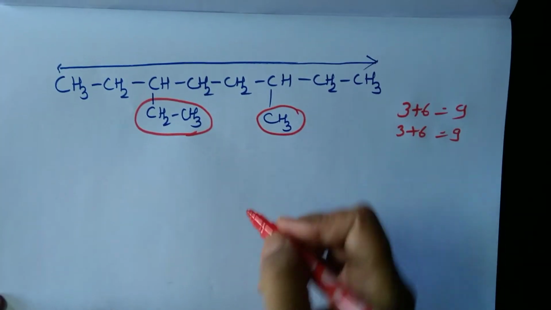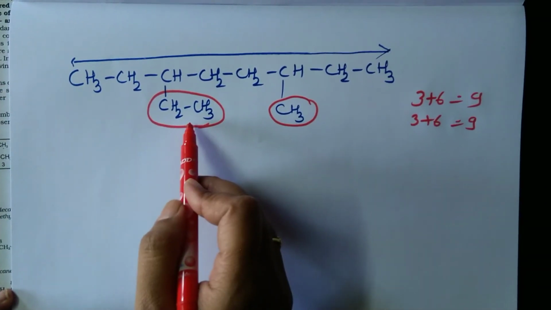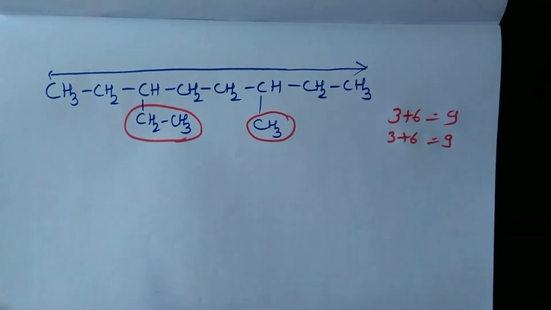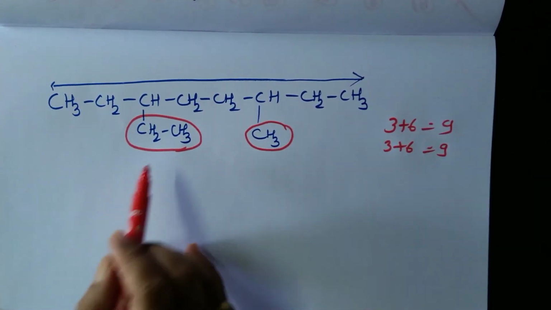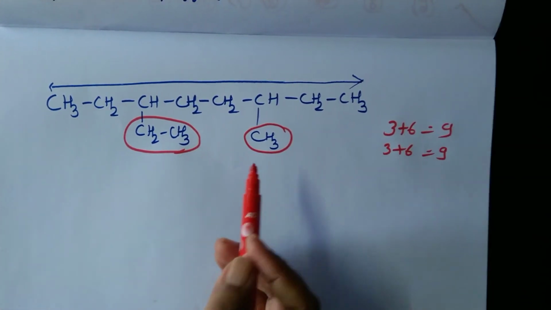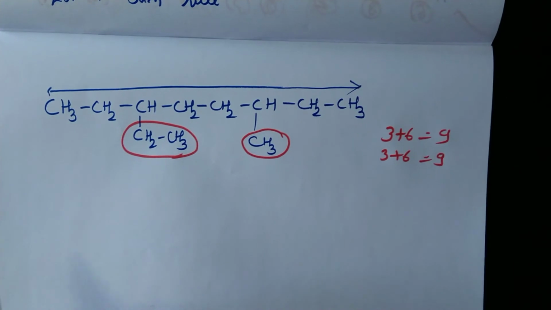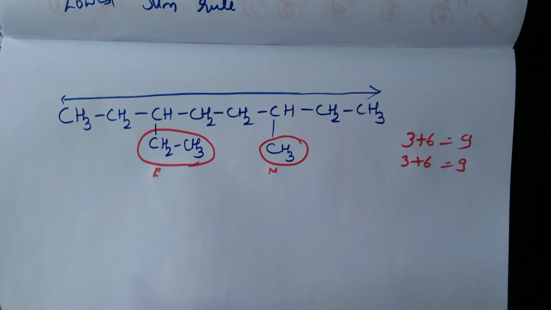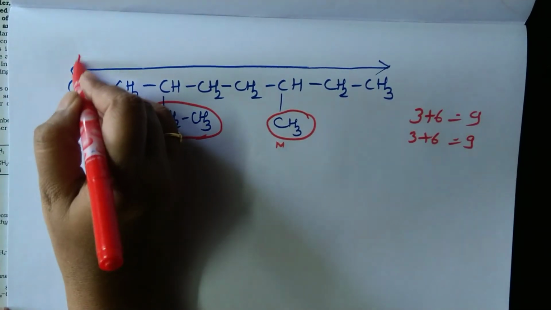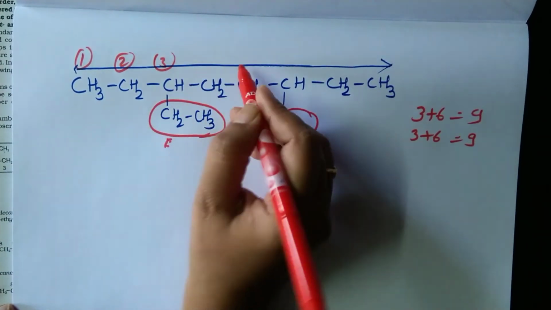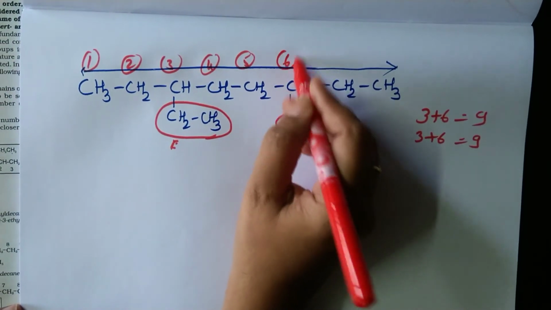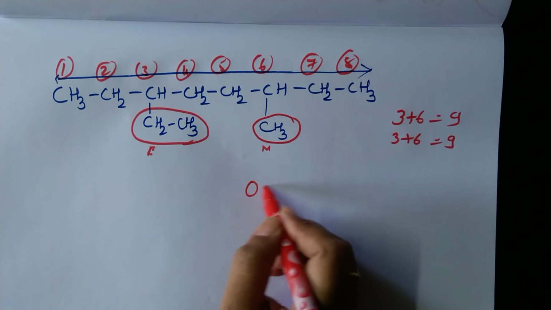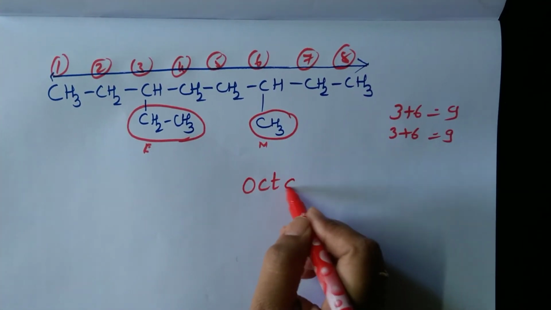Then what should I do? These two are different groups. Earlier we had taken the same group, so there was no issue. Here, what should you do? You have to number it in such a way that in alphabetical order, the first one gets the minimum number. This starts with the letter E, this starts with the letter M. So E comes first in alphabetical order, so you have to number it from this side. So 1, 2, 3, 4, 5, 6, 7 and 8. Done. So the root word is oct and ANE.